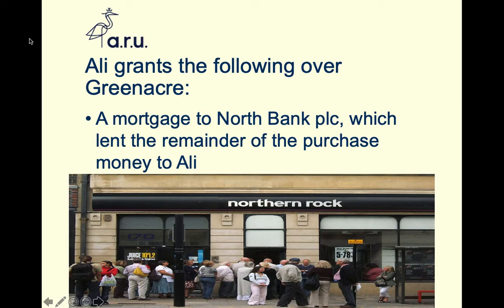So in essence, Ali's contribution to this property purchase is zero, but as the fee simple absolute and possession holder in the eyes of law, she holds all the power. So the mortgage has been given to the bank, so the mortgage is the interest in the land in return for the 80% remainder of the purchase monies.